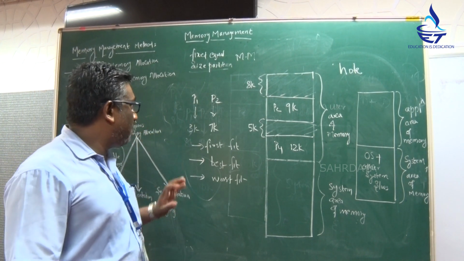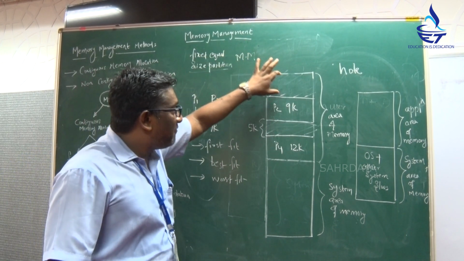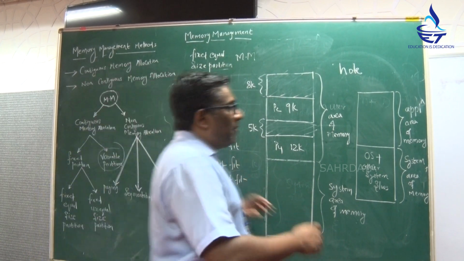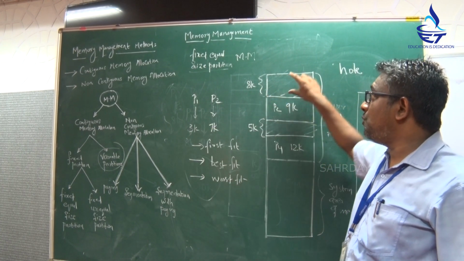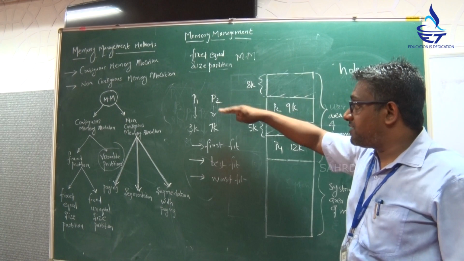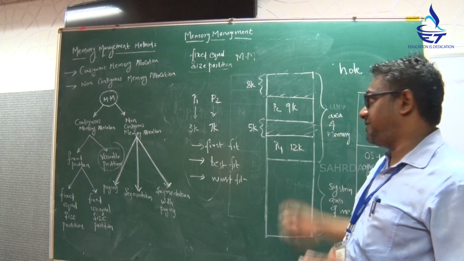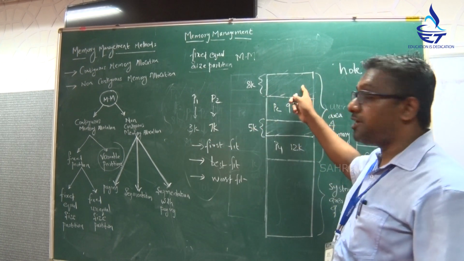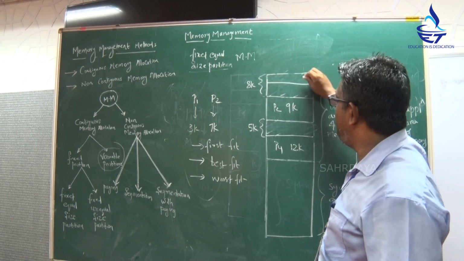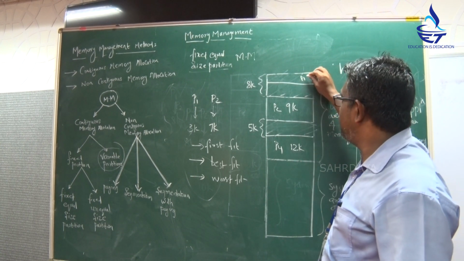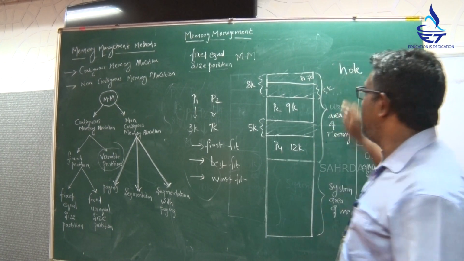In the first fit algorithm, assume P1 comes first. It will check whether P1 can be placed in the first memory block, that is, whether the size of P1 is less than or equal to the size of the first free space. If so, it will be placed there. The free space here is 8K and the size of P1 is 3K, so we place P1 here. Only 3K is required, so what is remaining? 5K.